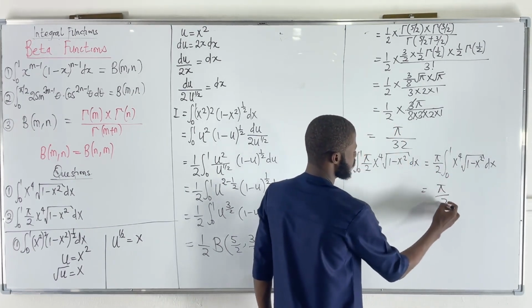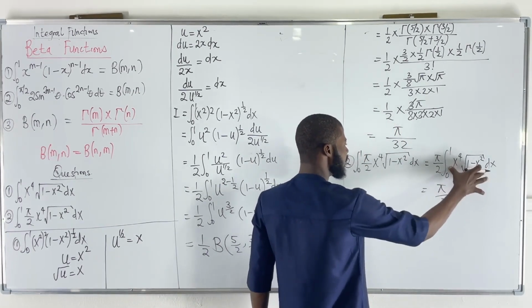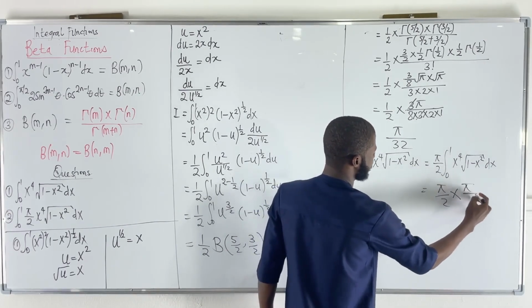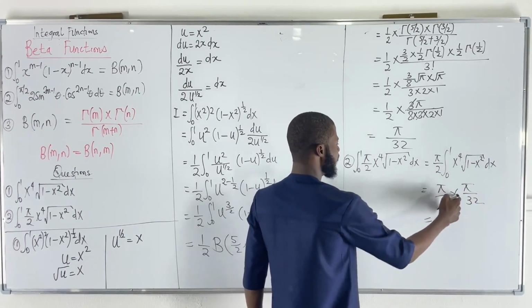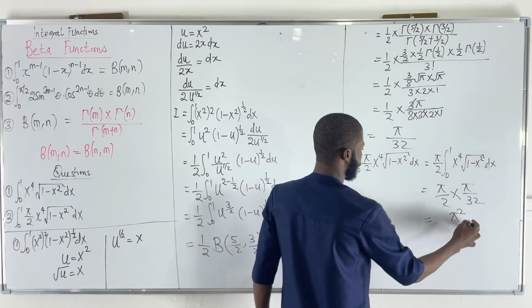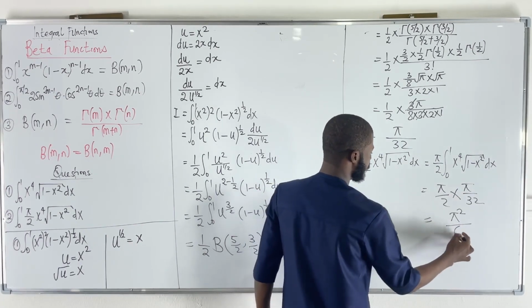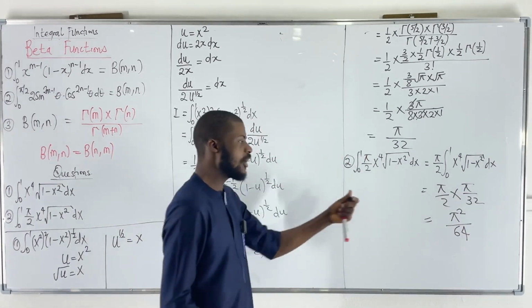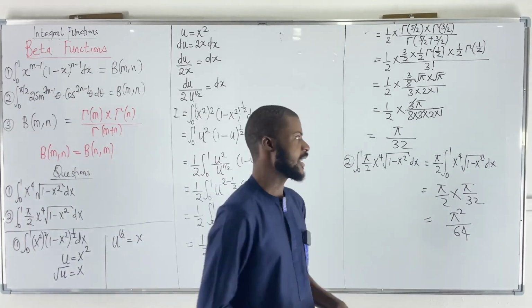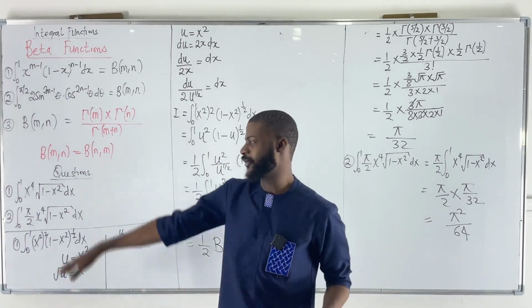So this is pi over 2, the constant, times the answer we had for this part, which was pi over 32. So pi times pi, that's pi squared. 2 times 32, that's 64. And that will be the answer to that very equation. And this is the answer to every question on this board.